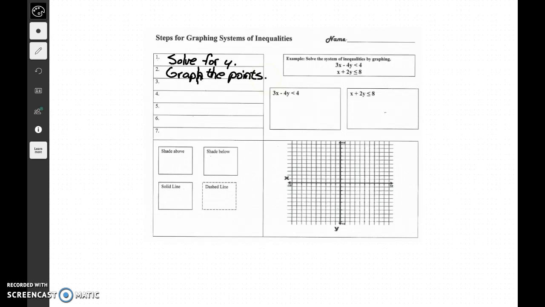Number 3, we're going to decide, is it a solid line? So write solid or dashed. Is this going to be a solid line or a dashed line? And then the last one, number 4, is going to be shade above or shade below. So write down shade above or below.